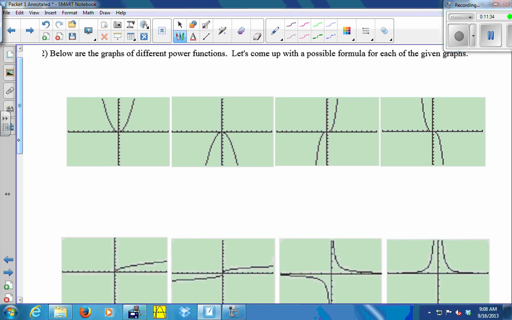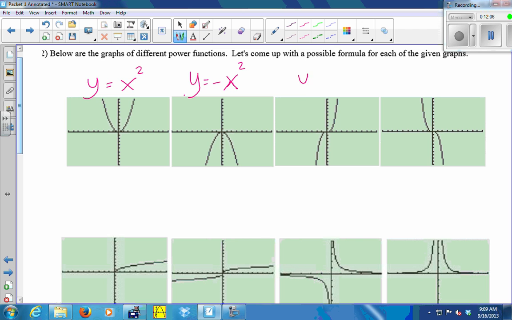All right, so below are the graphs of different power functions. Let's see if we can come up with a possible formula for each of these. So what does this one look like? x squared. How about this next one? Negative x squared, yeah. If you just throw a negative in front of any function, it causes a reflection over the x-axis. How about the third one?